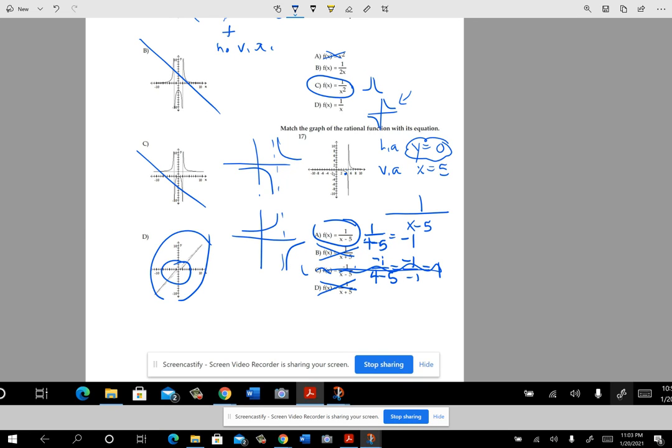I know that would be 1 over x minus 5. You can also think of these by shifting. If you knew that y equals 1 over x looks like this, then if you replace the x with x minus 5, it's going to move over 5 units. That's another way to know that. Okay.